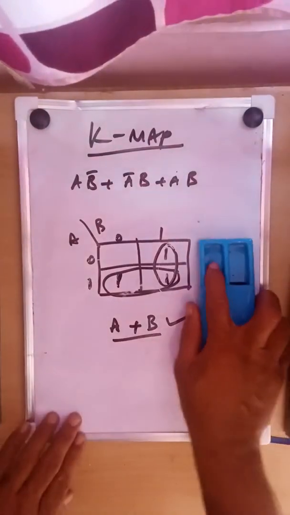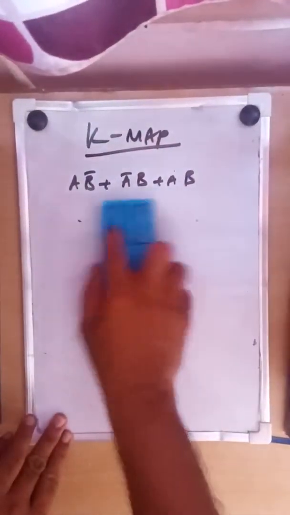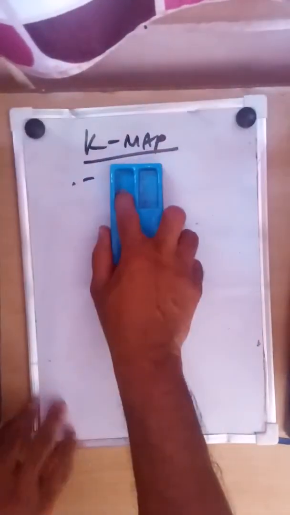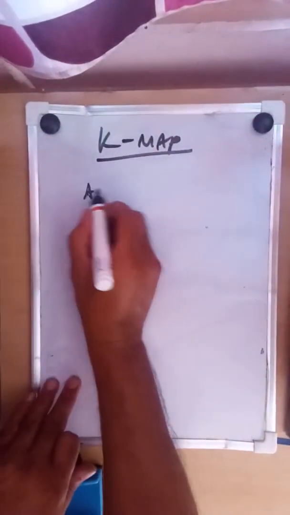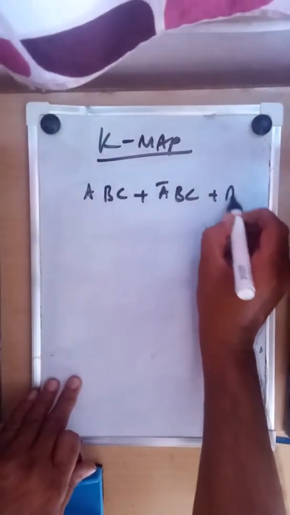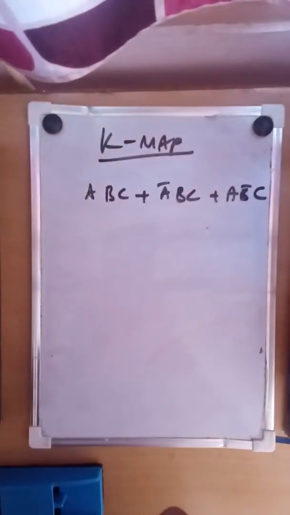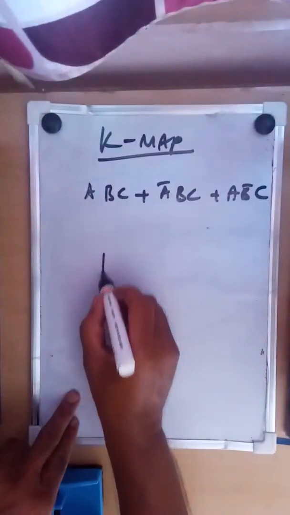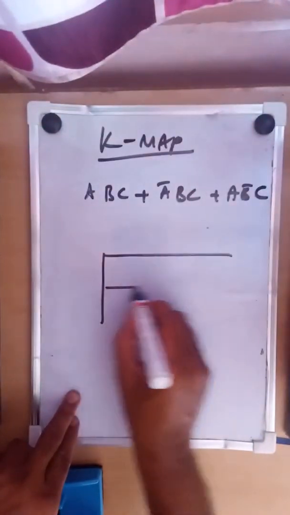Next, coming to the three variables. Here, for example, ABC, A bar C. Let us assume that this is the function. And similarly, as per our previous concept, first write three variables.